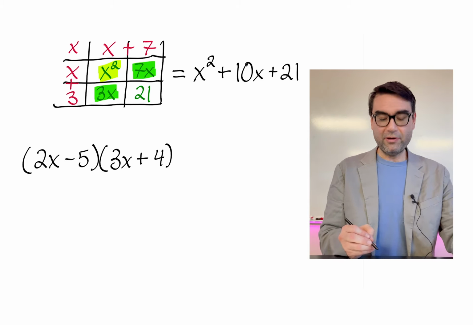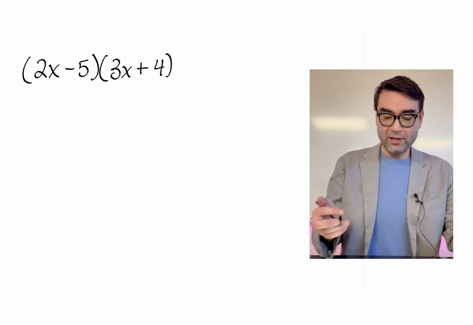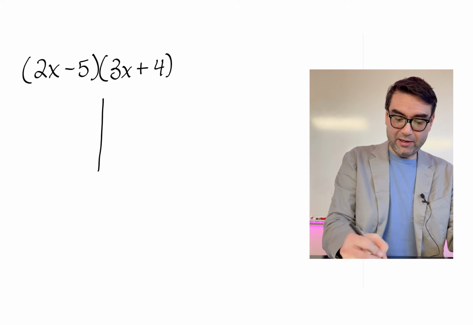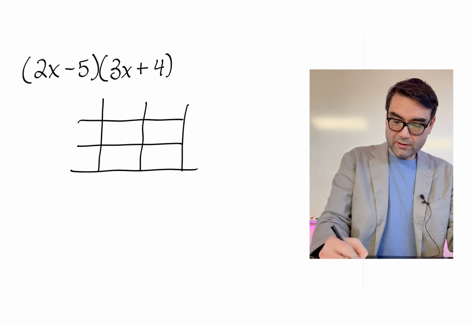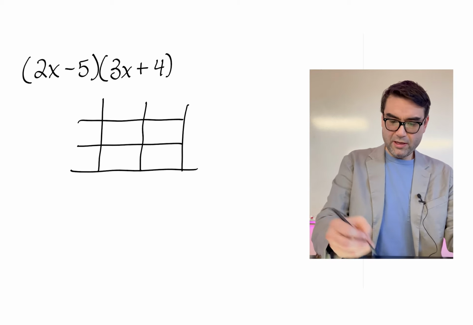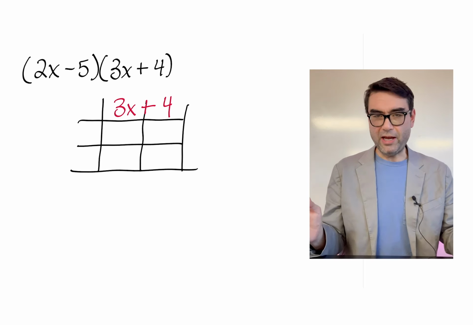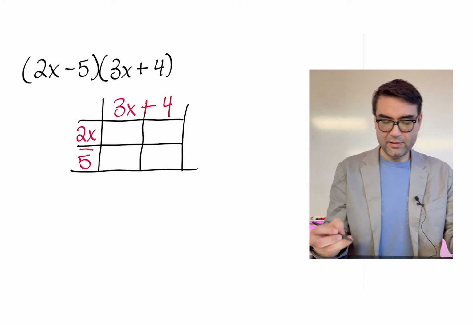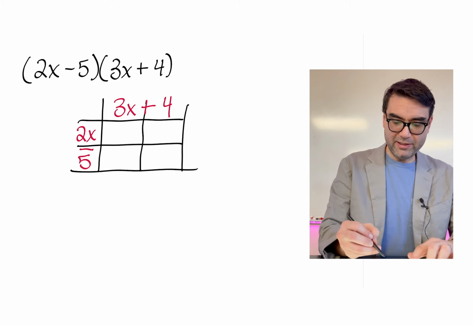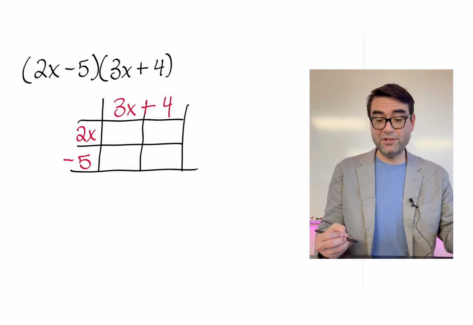So if I create the box method for this problem, 2x minus 5 times 3x plus 4, I'm going to use the same method. We have 3x plus 4; we'll put that on top. It doesn't matter which one you put on which side. 2x minus 5 goes here. The way I wrote it might be a little confusing because the minus might look weird on the grid, so I'll just put a minus 5 there because it is a -5 term.